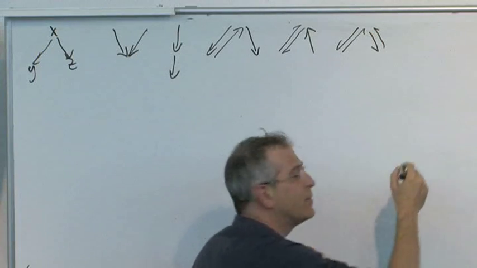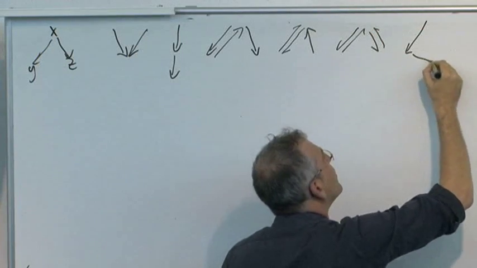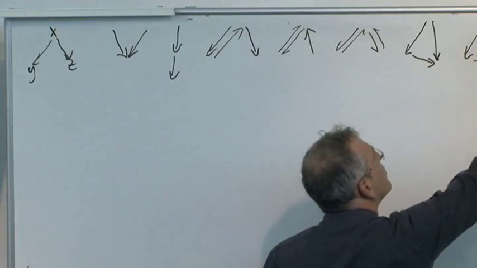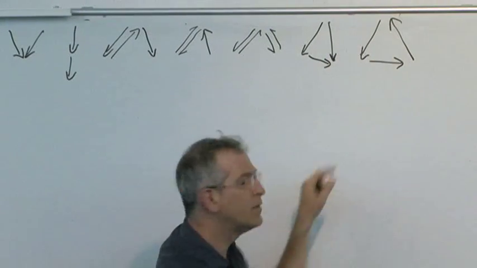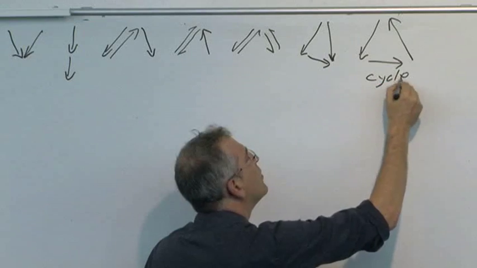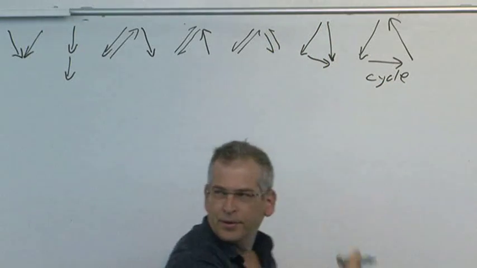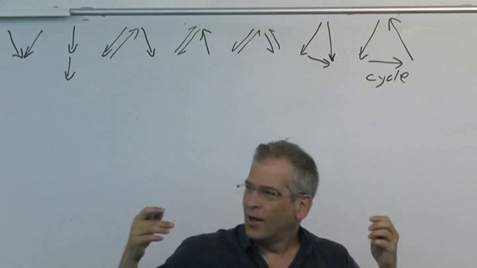You can have this situation. And now triangles. This triangle and this triangle, they're different because this is a cycle, and here it's two paths converging. It's not a cycle.